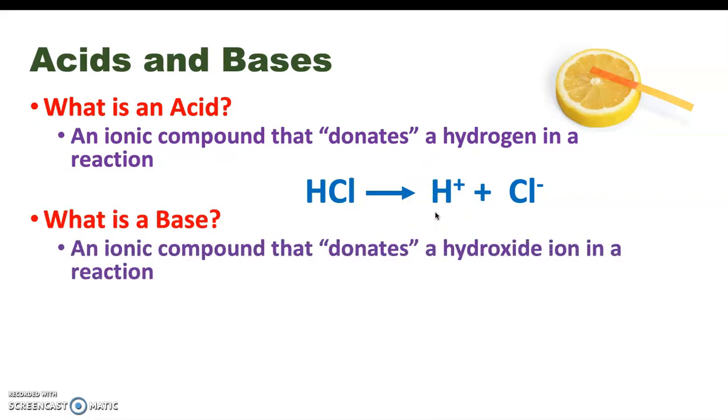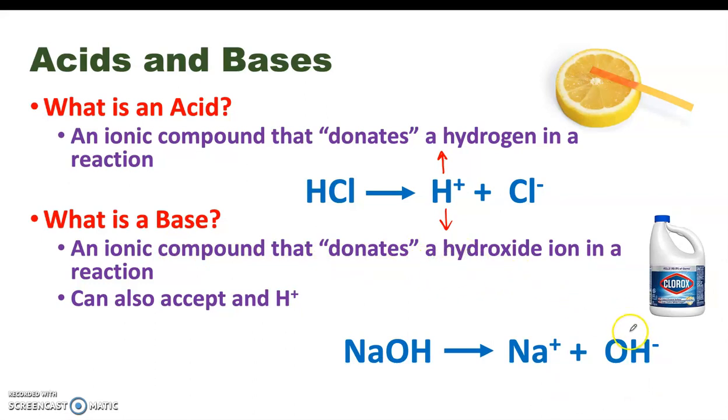Now a base is an ionic compound that donates a hydroxide ion. Now if you remember, hydroxide is the OH minus polyatomic ion. Or another definition of a base is a compound that will take away hydrogens from solution. So let me get my pen here. An acid is something that increases how many H pluses are in solution. A base is something that decreases how many H pluses are in solution. Or a base is something that adds OHs to solution. So a base is also something that increases the OH. So a base can be either or, this or this.